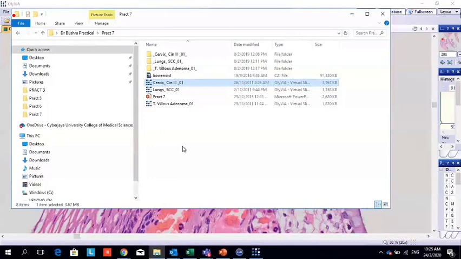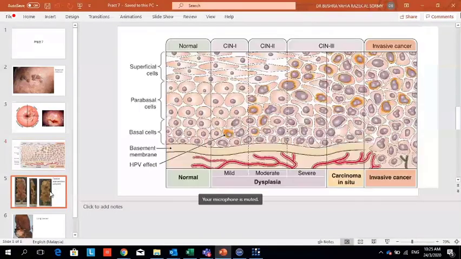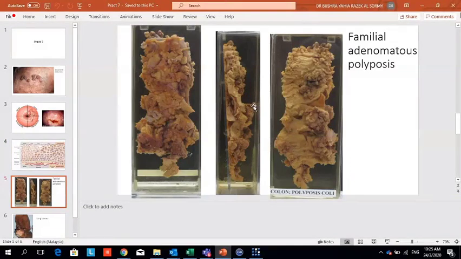Second case. A 45-year-old man presented with rectal bleeding. The doctor advised him to undergo a colonoscopy. He was told that there were many polyps in the colon and should have a prophylactic total colectomy. Look at the gross specimen and describe the abnormality. What do you see?